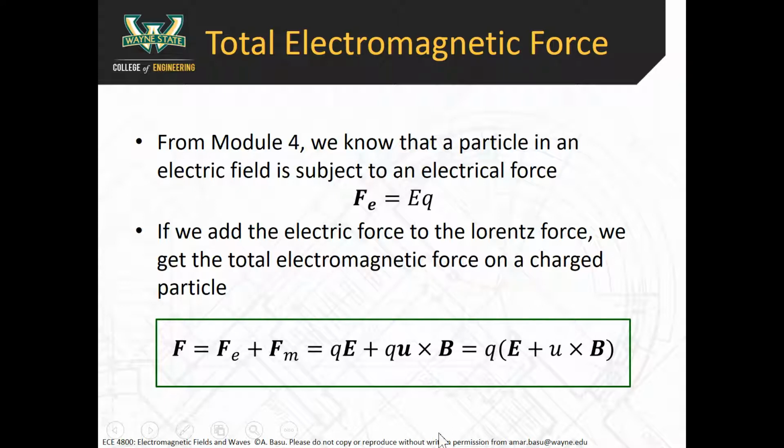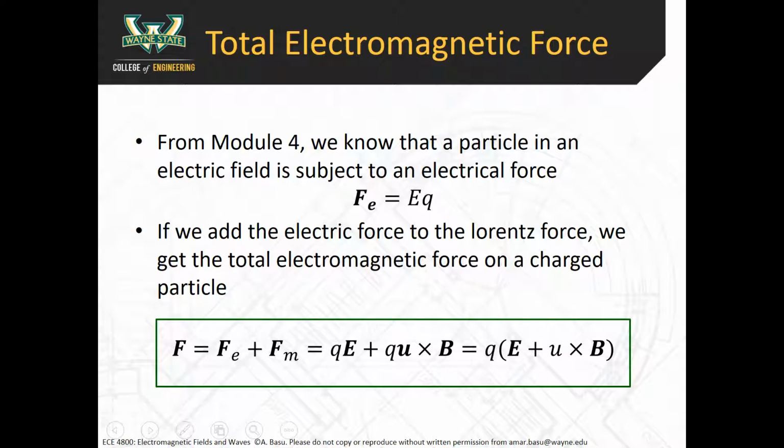So the electric force is equal to Q times E. The magnetic force is equal to Q times U cross B. So this is the Lorentz force. And if you just pull out the Q and put it into a compact form like this, the total electromagnetic force is equal to Q, the magnitude of charge, times E, the electric field vector, plus U cross B.